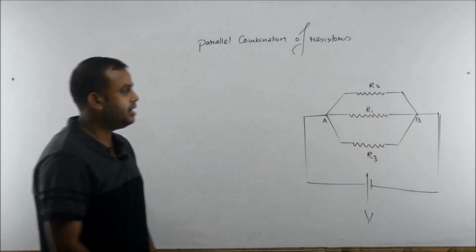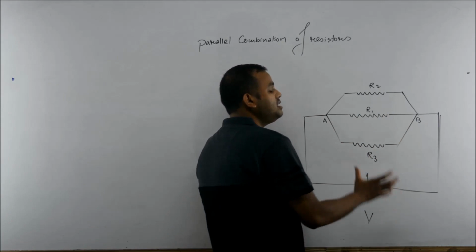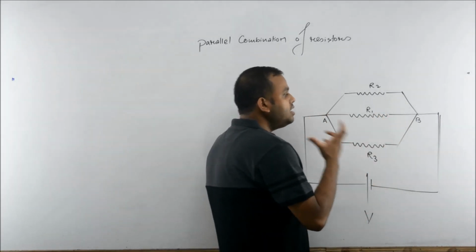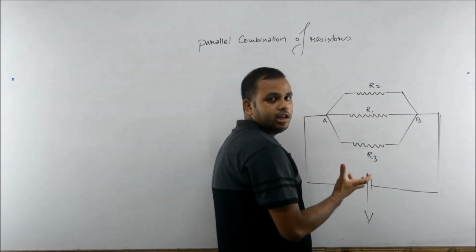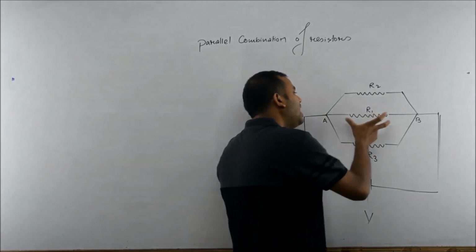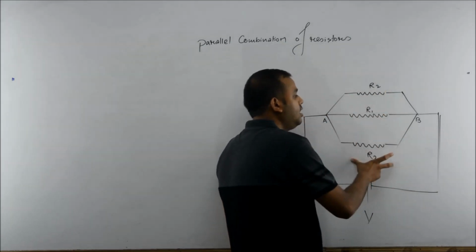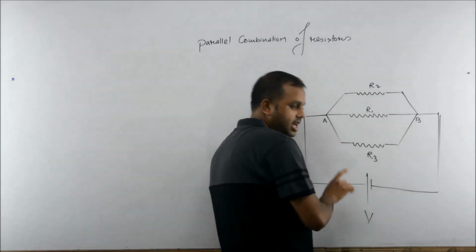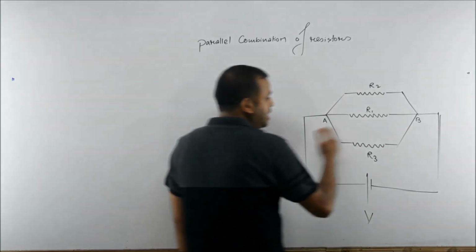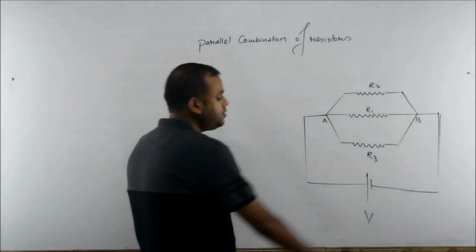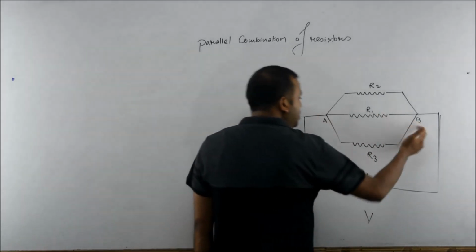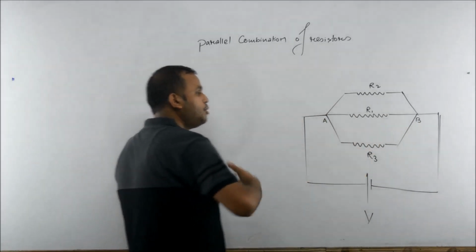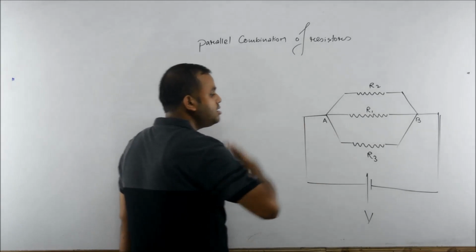Clear, students? If I ask what is the potential difference across R1? It's V only. Because R1, R2 and R3 have the same endpoints A and B. Even the battery has the same endpoints A and B. So V is the potential difference between A and B. What is the potential difference across R1? It is again V. Across R2? V. Across R3? V.